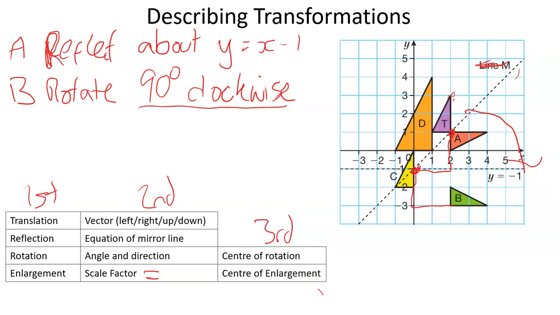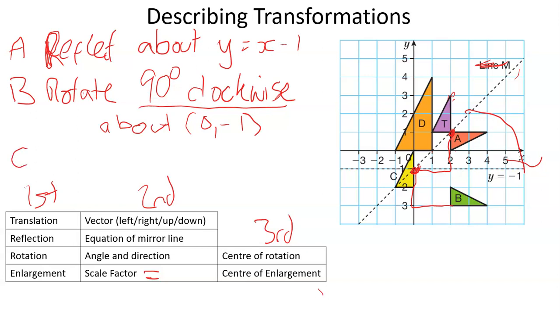And so the final one is to say about, and you don't have to say the word about, and then give the coordinate. So what's that? 0, -1.